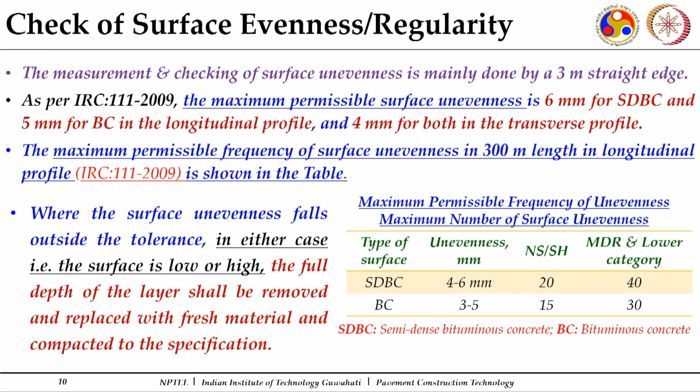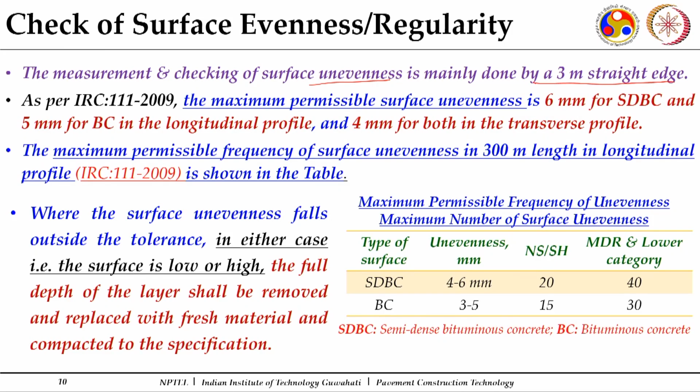Now, in addition to the surface levels, we also look for the surface evenness, or we can call it surface regularity. The measurement and checking of surface unevenness is mainly done by a 3 meter straight gauge, or a rolling straight gauge. IRC 111 dedicatedly deals with the dense bituminous coarse mixes, whereas MORTH gives an overall picture of all different types of mixes. IRC 111 says the maximum permissible surface unevenness is 6 mm.